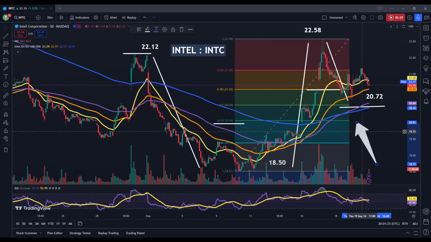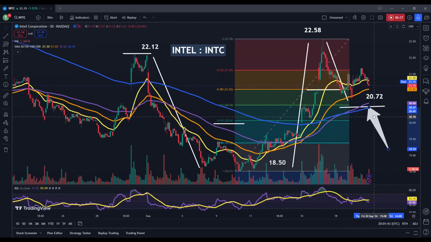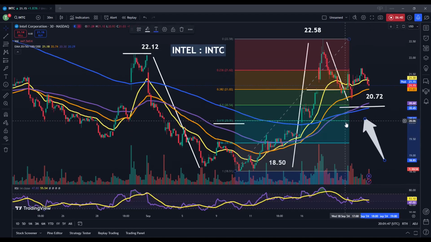But I do think that for the moment, at least, those levels of support should be protected by these more elevated levels of support right around 20.72 and then 20.55. And then also you do also have that $20 handle as the main level to watch from a psychological perspective.